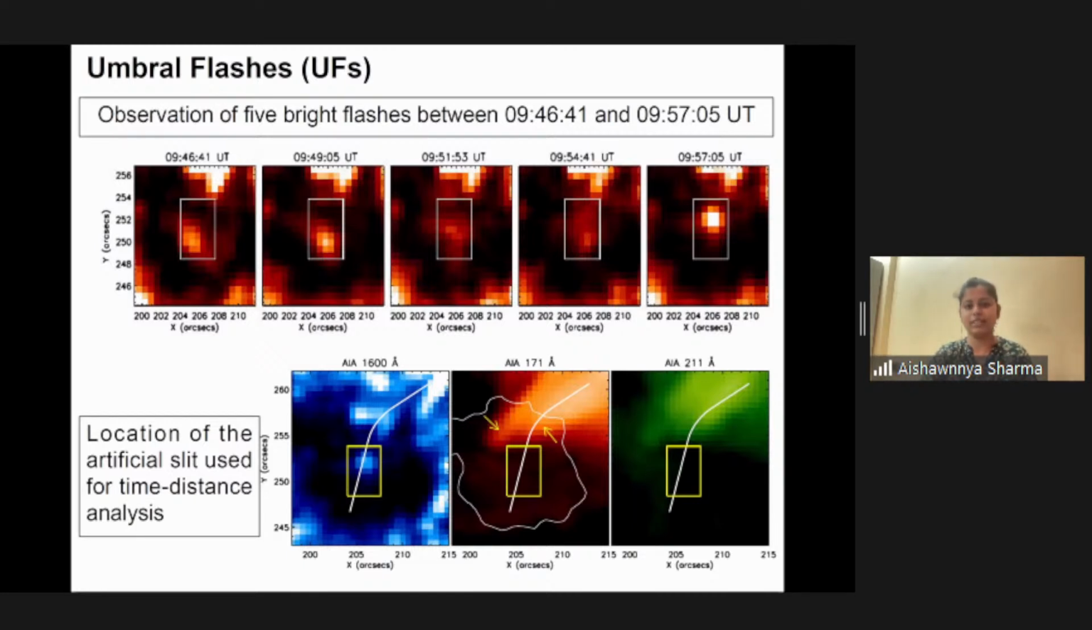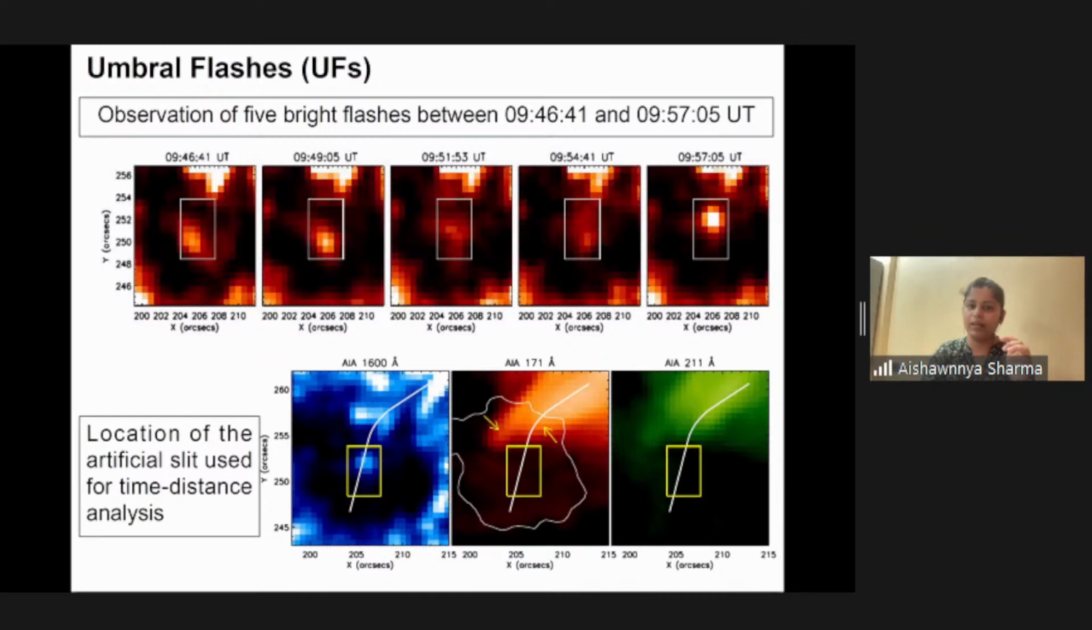In this technique, we use an artificial slit. Here you can see this bent curve, right? This is an artificial slit. I am drawing it in such a way that it crosses the umbral flashes in the lower panels. It also goes through the umbra, as well as tracing one fan loop.